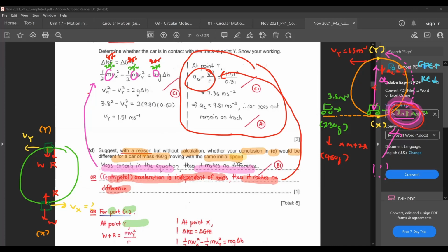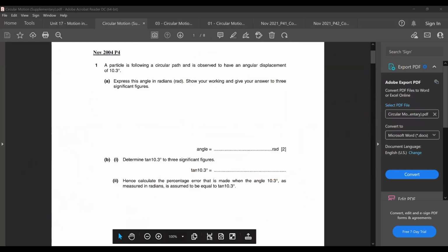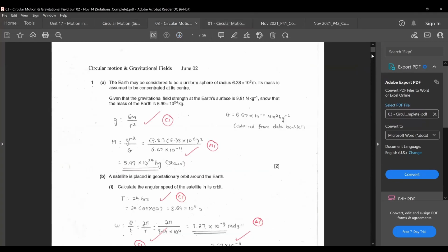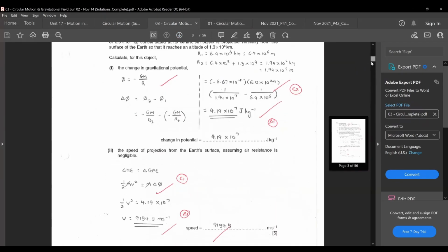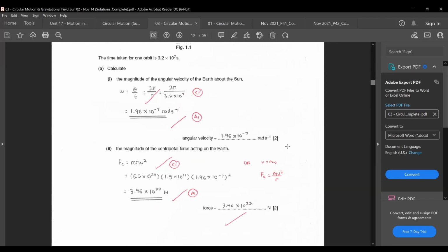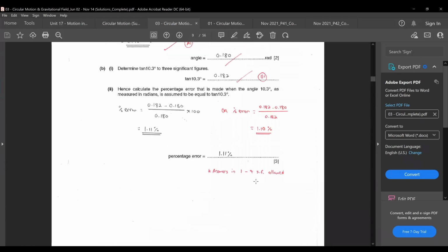Okay, so this is for vertical circle. If you look at the first page of the supplementary worksheet, November 4 P4, this one is number 4P4. They ask you to do some simple calculation. That one I think we can just very quickly do it and get it done with.